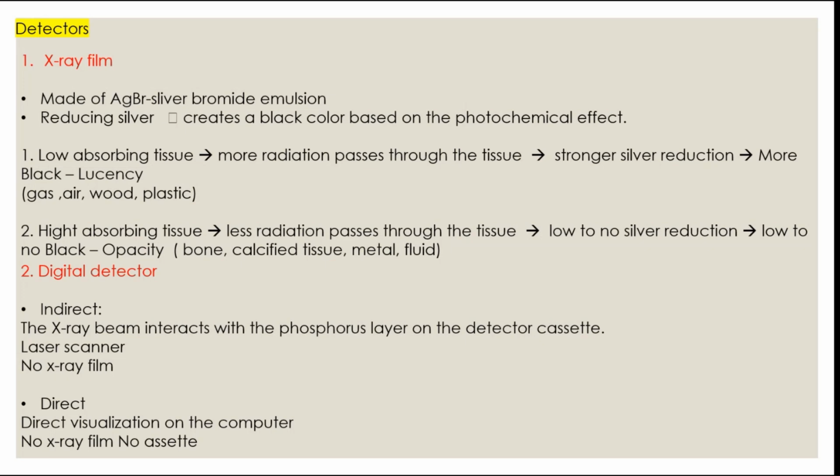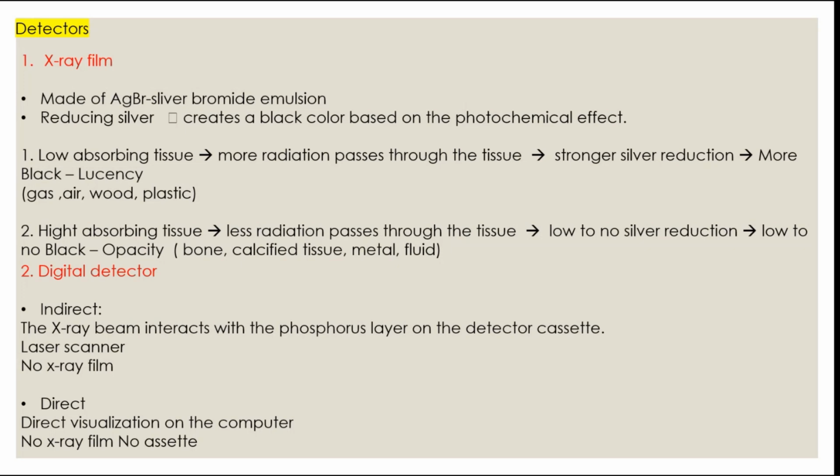So if it's low absorbing tissue, we will have more radiation pass through the tissue and more silver reduction, so it's going to be more black, like gas, air, wood, plastic. All these we're going to see on X-ray as black. Then we have high absorbing tissue, so less radiation will pass through it, and low silver reduction, so low to no black, as we say, white or opacity. And we're going to see it in bones, calcified tissue, metal, and fluid.